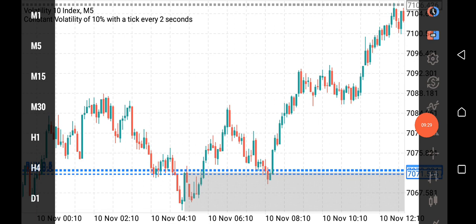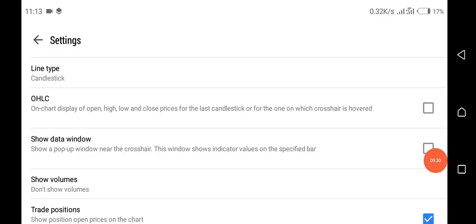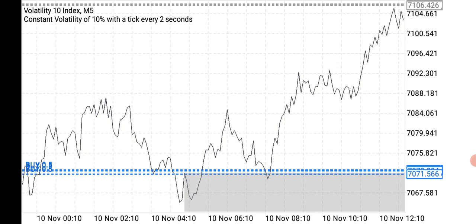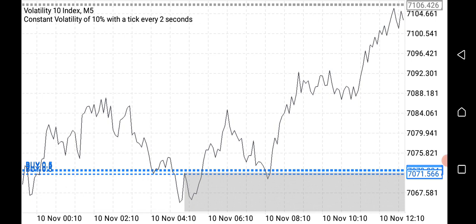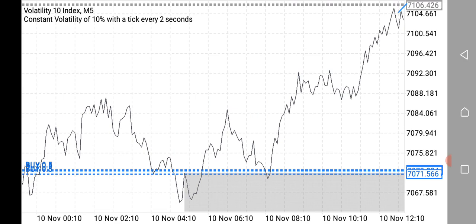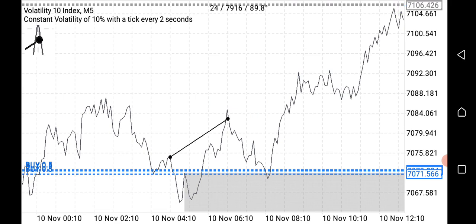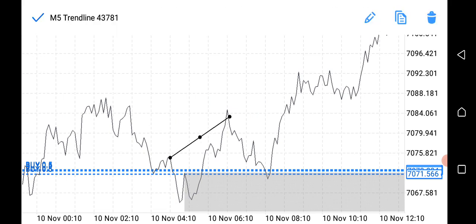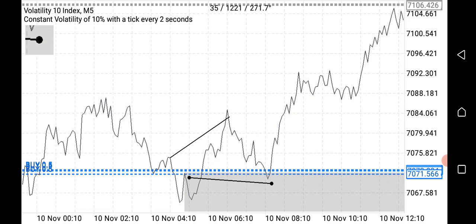Now if I change this to a line chart, you see it clearly. Do you see this now? See that the market gave us this higher high, and then a lower low. See the lower low, right? Now this is the other block.